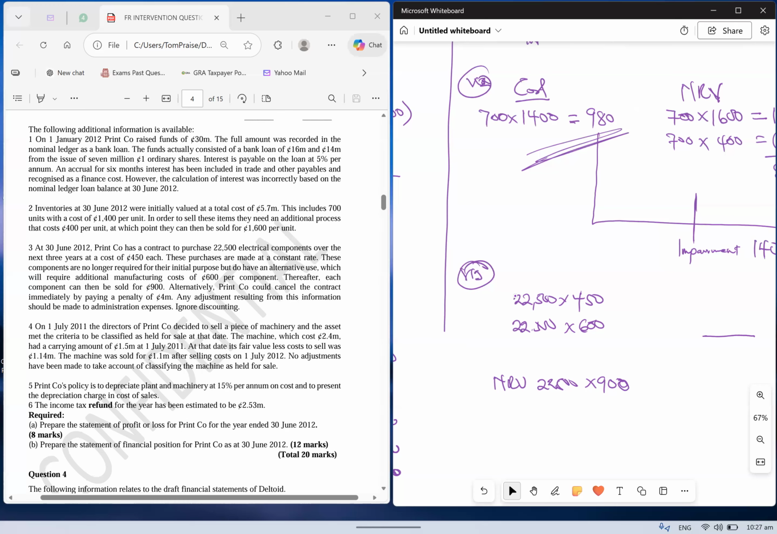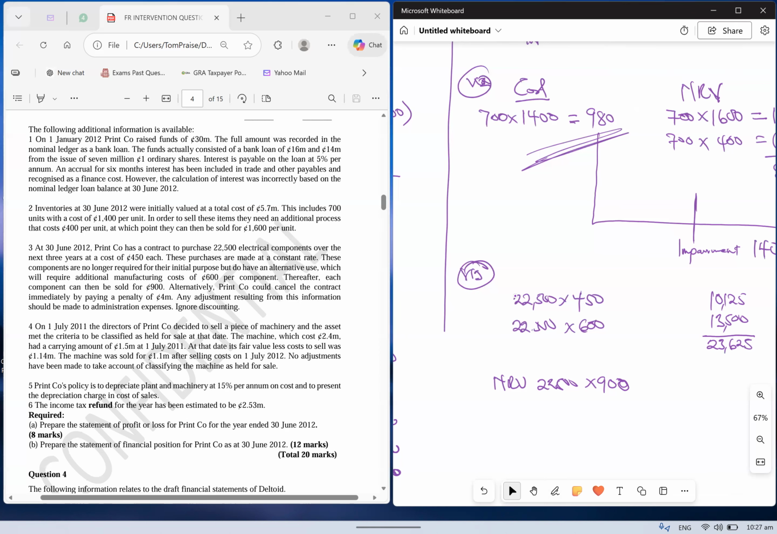The first one is 10,125. The second one is 13,500. The total is 23,625. That is the cost, how much it will cost you.